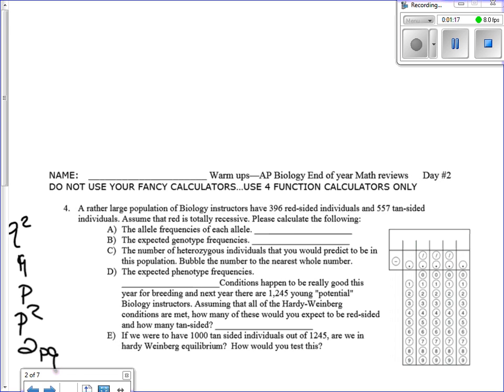396 divided by 557? No. Why? Because that's the total. Total individuals. So what do you get? 0.416. Okay, Q. Look over at your neighbor's answer when you have a calculator in front of you. Well, I rounded it, so that was like 0.64.